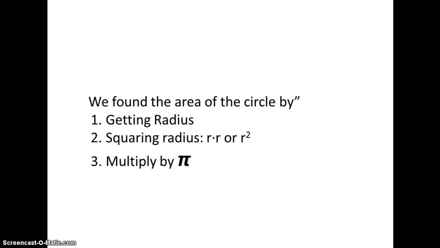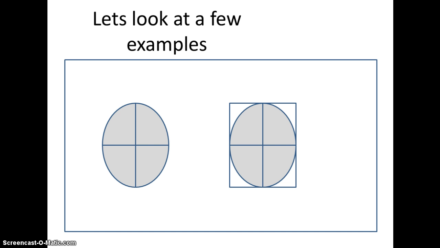Okay, so describe the steps. We found the area of the circle by, 1, getting the radius. We have to have the radius. Number 2, squaring the radius, r times r, or r squared. And 3, multiply by pi. So step 1, get your radius. Step 2, square your radius. Step 3, multiply times pi. 3 simple steps to find the area of a circle.